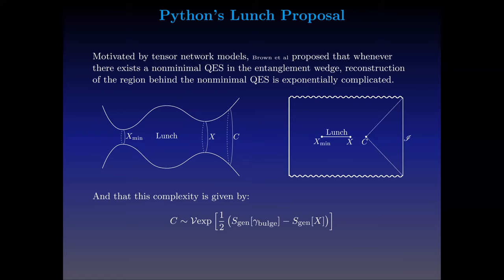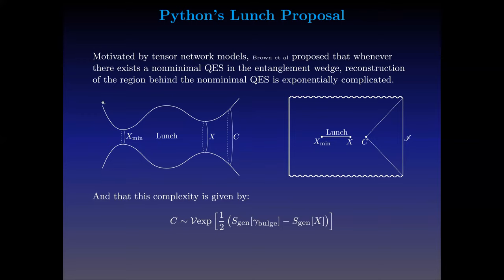By Brown, Gharibyan, Pennington, and Susskind. They were motivated by tensor networks, but they proposed essentially a partial answer, at least, to this question that I just asked. They proposed that whenever there's some non-minimal quantum extremal surface that lives inside of the entanglement wedge, meaning closer to the boundary than the minimal quantum extremal surface, then reconstruction of the region behind this non-minimal quantum extremal surface is exponentially complex.